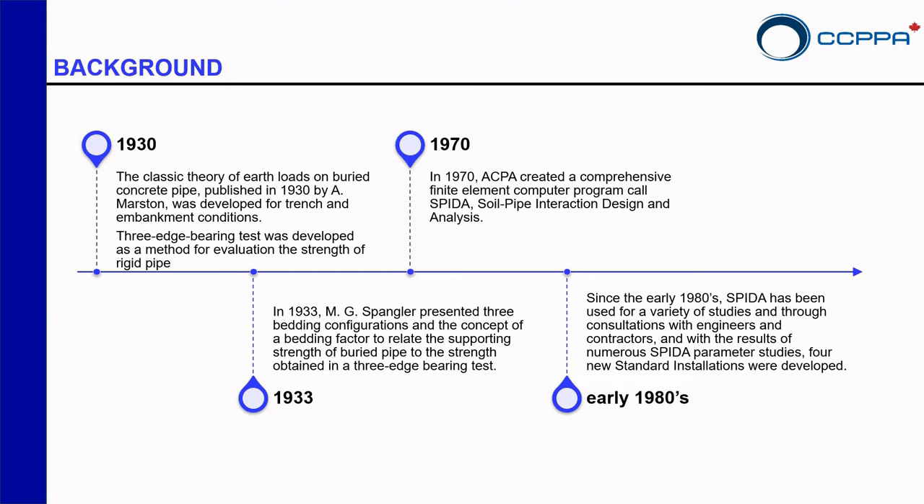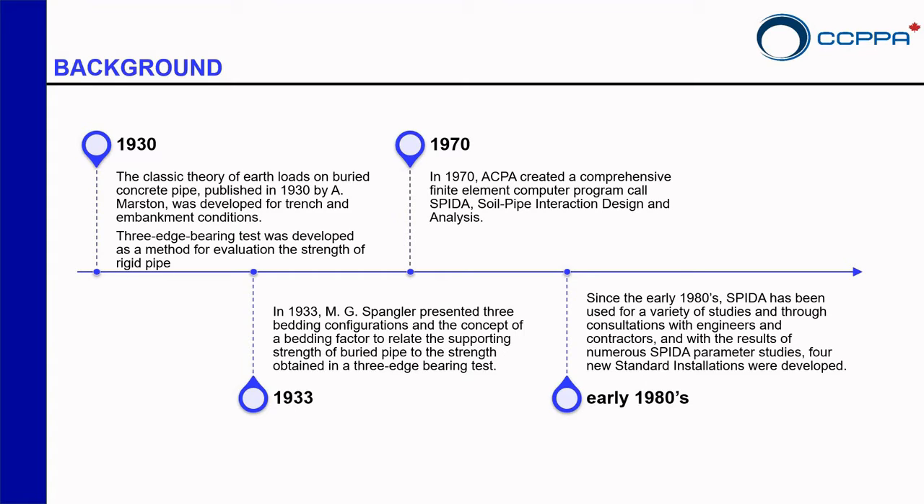So just to give you a little bit of background, in the 1930s, the classic theory of earth loads on buried concrete pipe was developed for trench and embankment conditions by Marston. He also developed the three-edge bearing test as a way to evaluate the strength of rigid pipe. In 1933, Spangler presented three bedding configurations, and the concept of bedding factor was introduced to relate the supporting strength of buried pipe to the strength obtained in the three-edge bearing test.